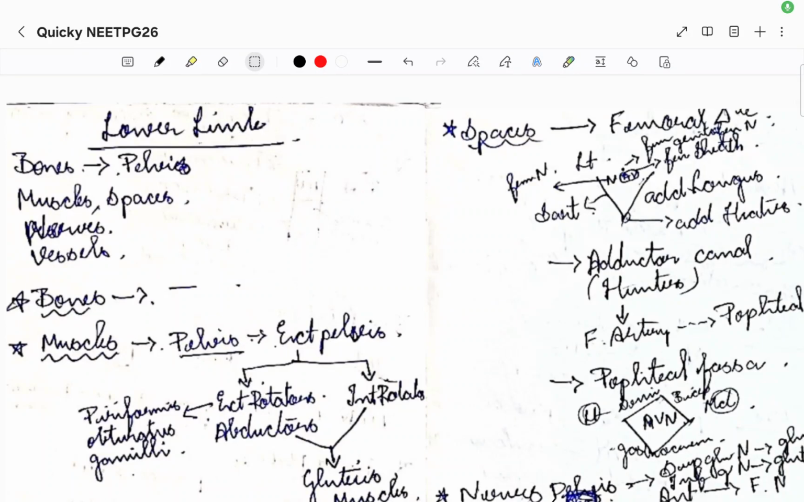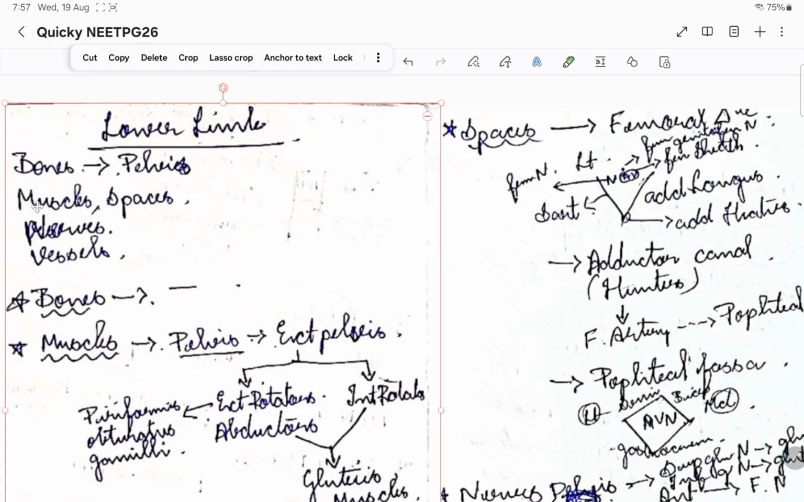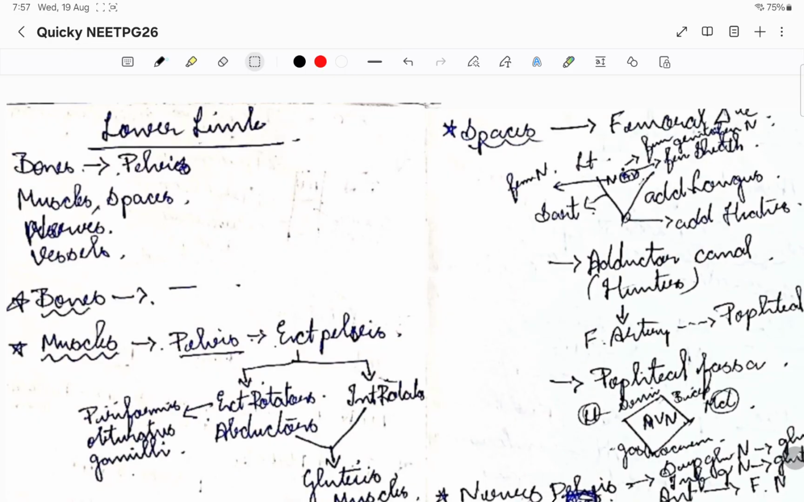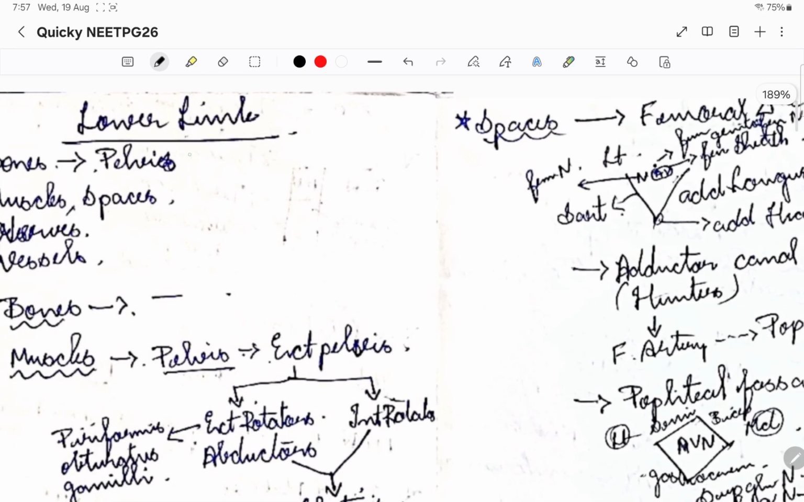Now that we are done with upper limb, let us go on with lower limb. In lower limb also, it is going to be the bones, the muscles, the nerves, the vessels, and the spaces. For bone, the pelvis bone is very important. Regarding the pelvis bone, we'll be discussing it in obstetrics and gynecology. Just know that there is a pelvis bone which will be just like the scapula of the upper limb.